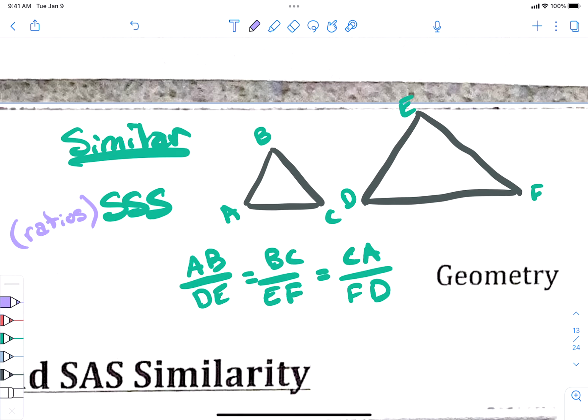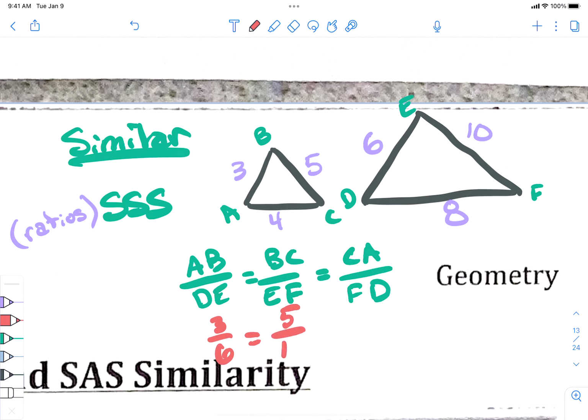So I'm going to give some examples in here. Let's say that this is a 3, this is a 6. I'll just do really easy examples. This is a 5, this is a 10, this is a 4, this is an 8. Technically, that's a right triangle, but whatever, it's fine. And if we do those ratios, like AB to DE would be 3 over 6. That is the same thing as 5 over 10, which is the same thing as 4 over 8.